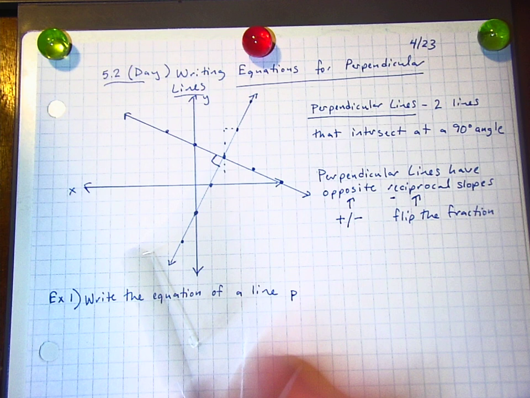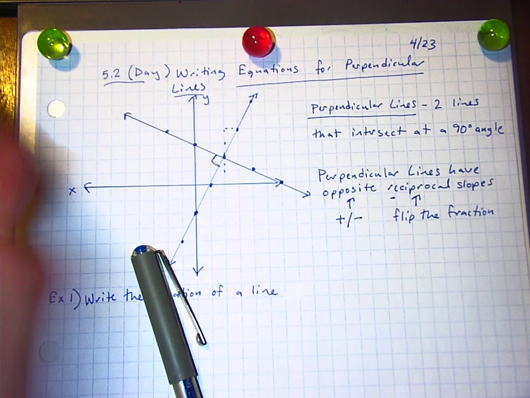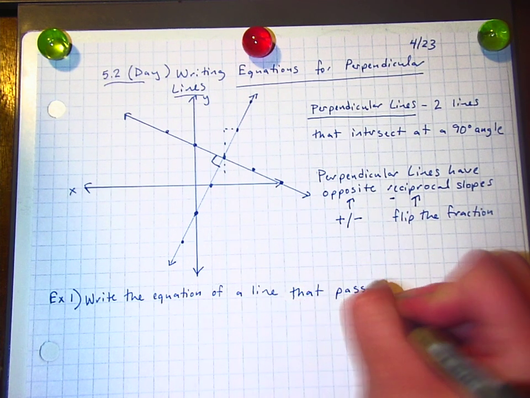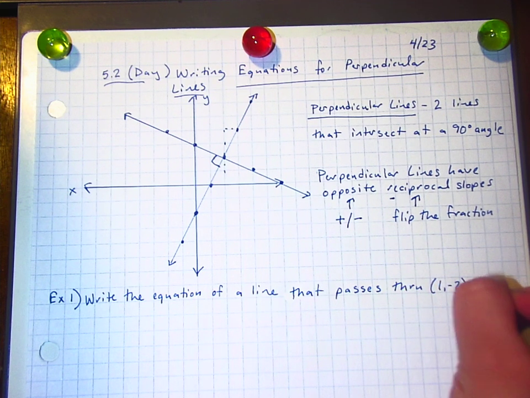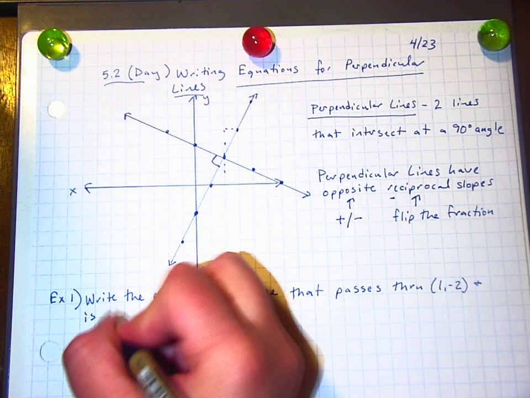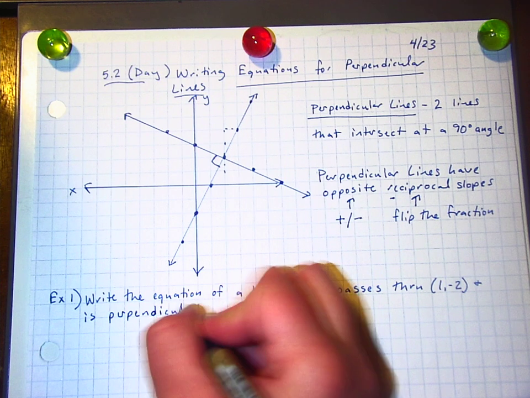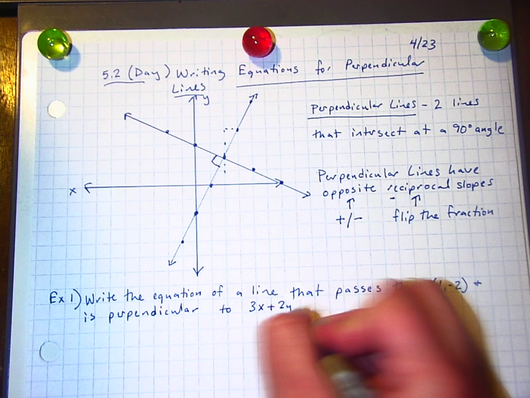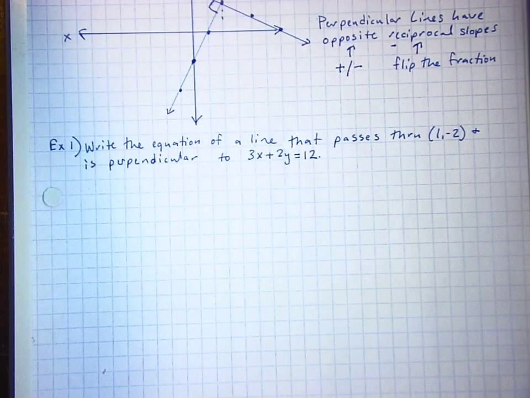Write the equation of a line that passes through 1, negative 2, and is perpendicular to the equation 3x plus 2y equals 12. Okay.